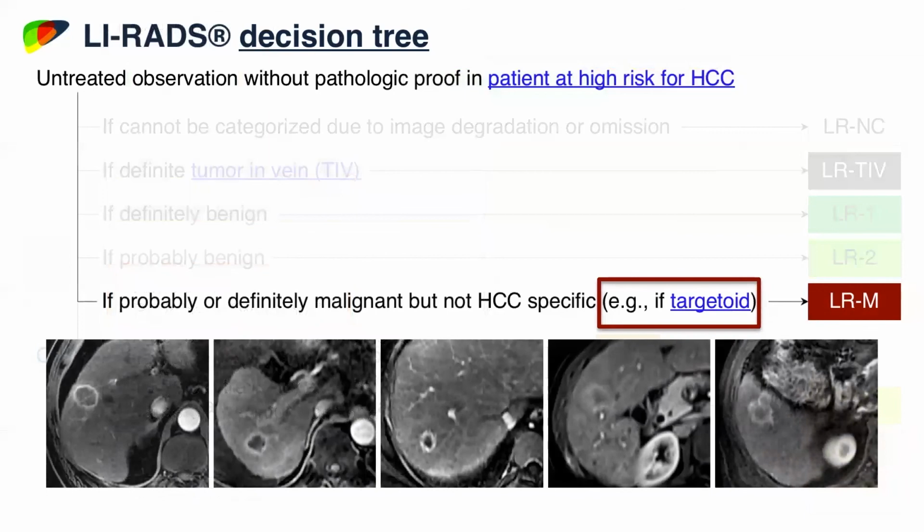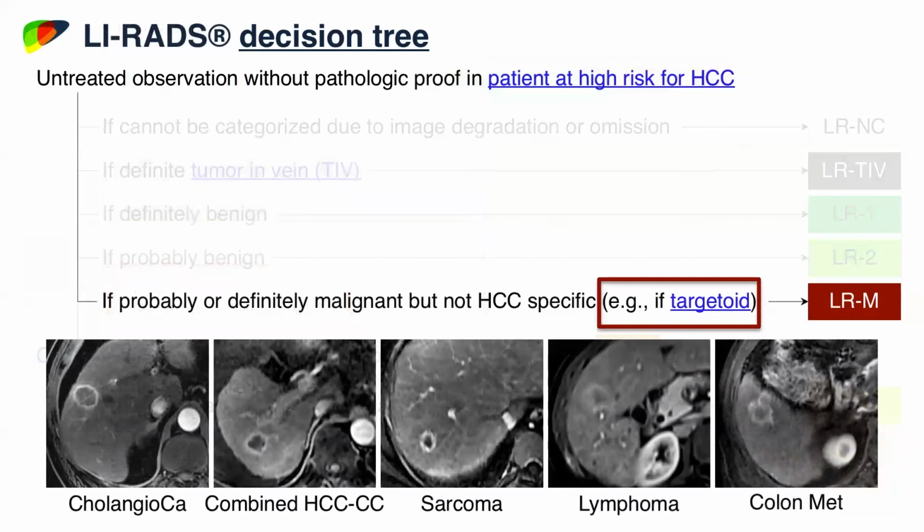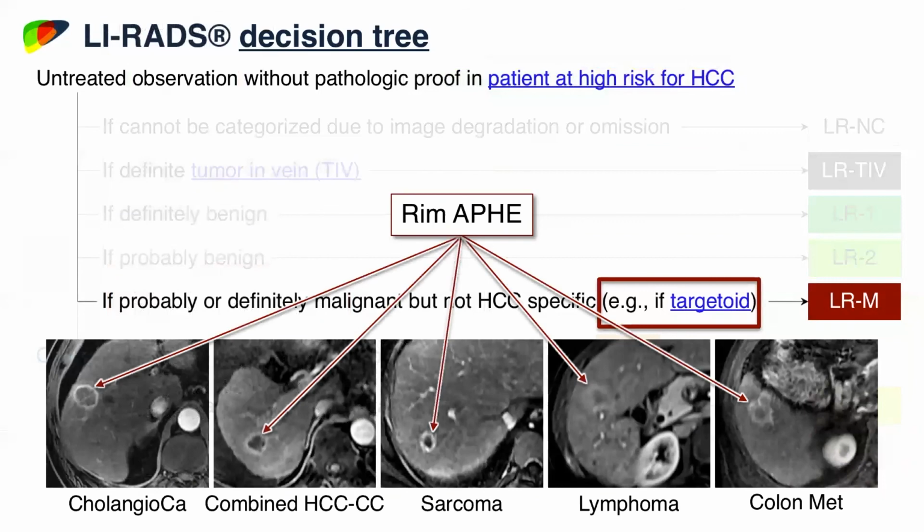So here are 5 examples of rim APHE, all in the cirrhotic liver. And these patients have the following lesions, as shown over here. So notice that all of these lesions are cancer. In this case, one is a cholangio, one is a combined tumor, one is a sarcoma, one is a lymphoma, and one is a colon metastasis. Notice they are all cancers. In this particular case, none of them are HCCs. So when I see rim APHE, I think malignancy, and I call it an LRM because it may not be an HCC. So all of these have rim APHE.